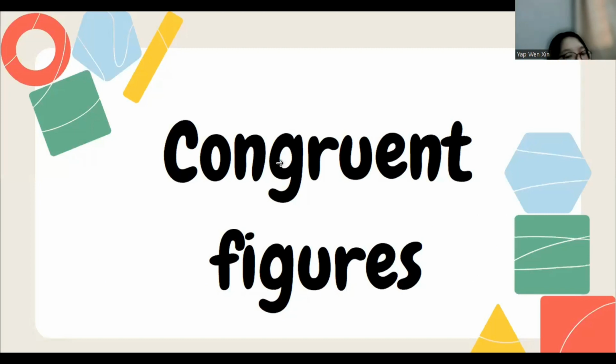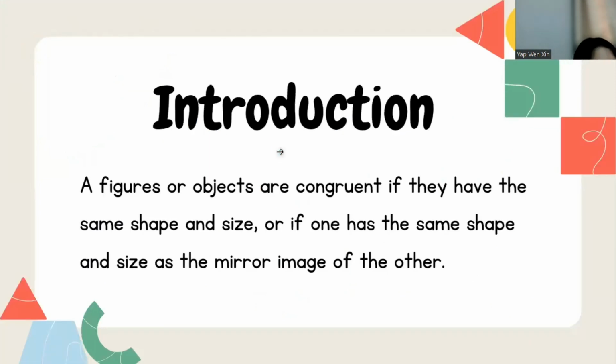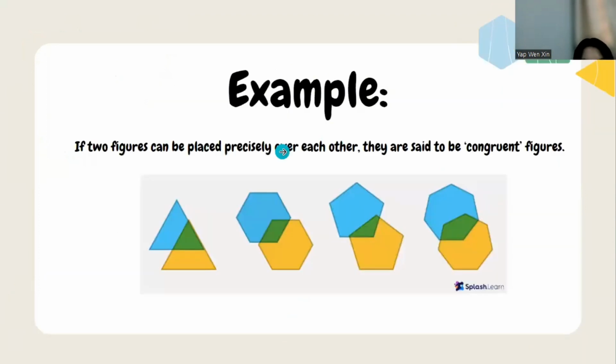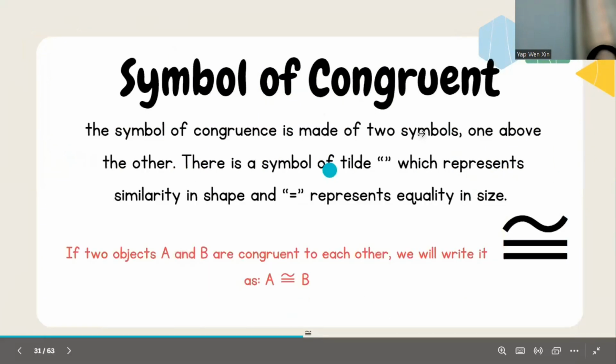So, a congruent figure is a figure or object that is congruent if it has the same shape and size, or if one has the same shape and size as the mirror image of the other. Example, if two figures can be placed precisely over each other, they are said to be congruent figures. This is the example.